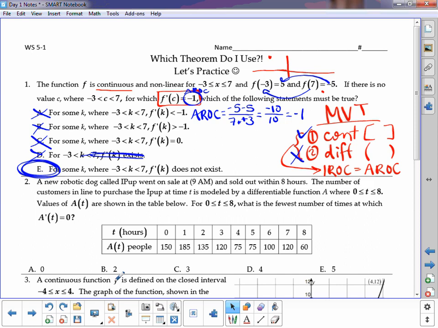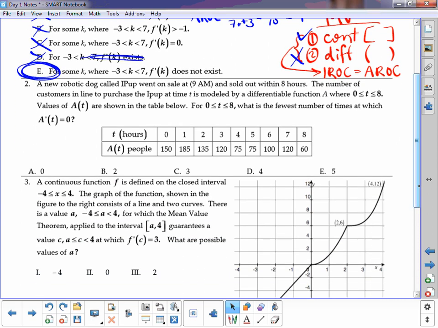This is a pretty common type of problem. So we've got Mr. iPup, a new robotic dog. He went on sale at 9 and sold out within 8 hours. The number of customers in line to purchase the iPup is modeled by a differentiable function, and values are shown in the table below. For time 0 to 8, what is the fewest number of times at which the derivative could equal 0? So here it's the number of people with hours, so my derivative would be that rate.